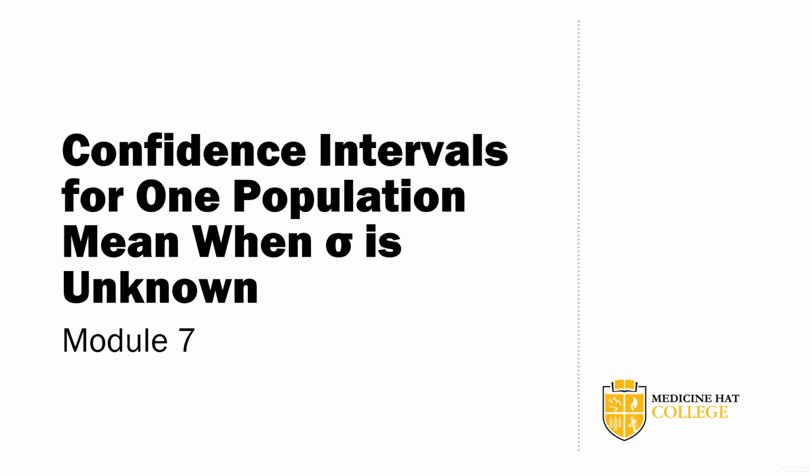In the last section, you learned how to determine a confidence interval for a population mean mu when the population standard deviation sigma is known. But what about when it's unknown?